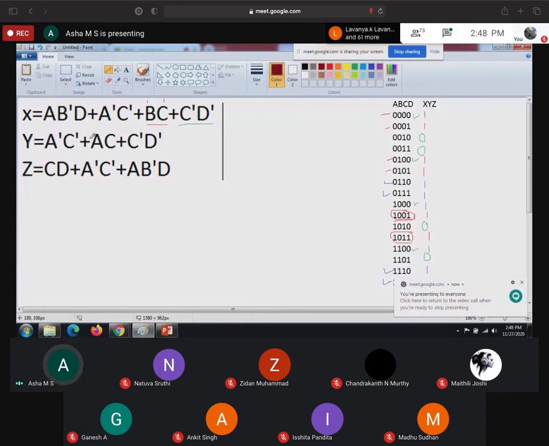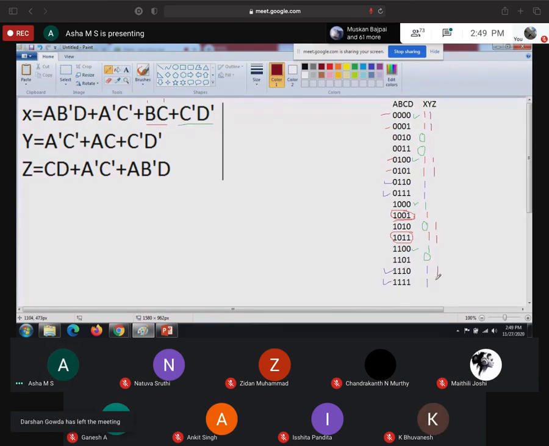Y: A bar C bar means AC should be 0. AC 0 I have here, here, here, and here. Okay, next AC equal to 1. Here, here, here, here.